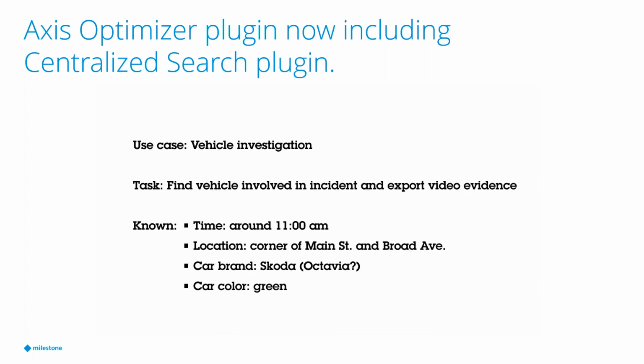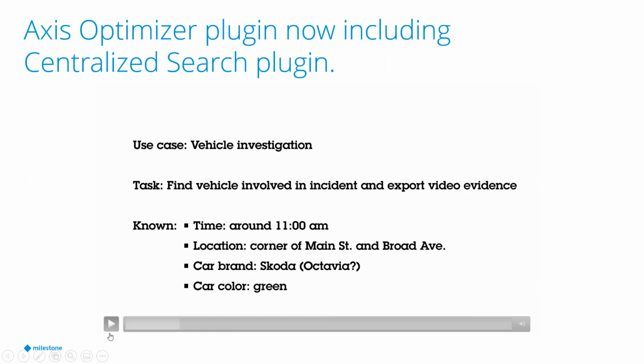Do I need to go through each and every video clip to find what I'm looking for, which is obviously not very efficient? But I want to find the vehicle that was involved in the incident. I know the rough time frame, it was around 11 a.m. I know the location where the incident happened. I know the car brand, which was Skoda, but I don't know the actual car model. But I know the car color was green. Now, how do I search through all those hundreds and thousands of vehicles that have passed in my video footage? I'll go forward and show you how it all works.